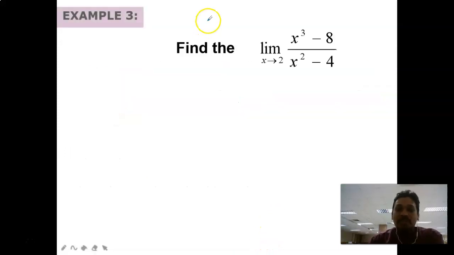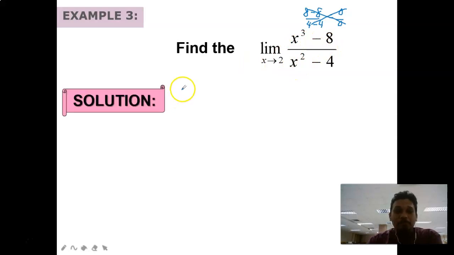Okay, now let's take a look at this one here. When x equals 2, substitute here: 2 cubed equals 8, 8 minus 8, divided by 2 squared equals 4, 4 minus 4, which is 0 over 0. So we are not going to directly substitute the value of x equals 2 into the function. So what can we do now?